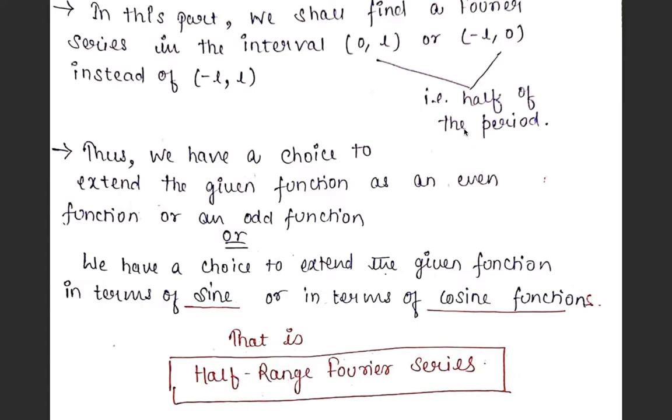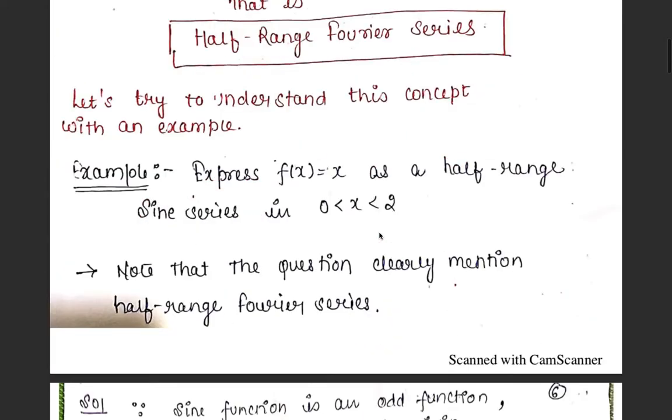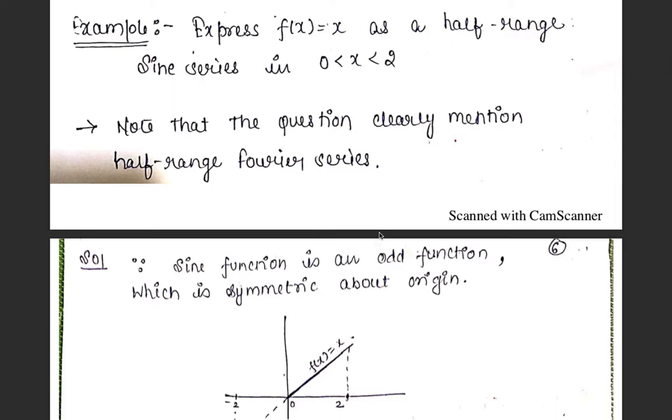In another manner, you can say that we are expanding the function as a half range Fourier series either as an even function or as an odd function. Let us see how. So we are going to discuss this question. It says that express f as a half range sine series in the interval 0 to 2. Note that we are not having any formula for half range series, but we have the formula for full range series, correct? So we are going to convert this problem into a full range Fourier series problem.